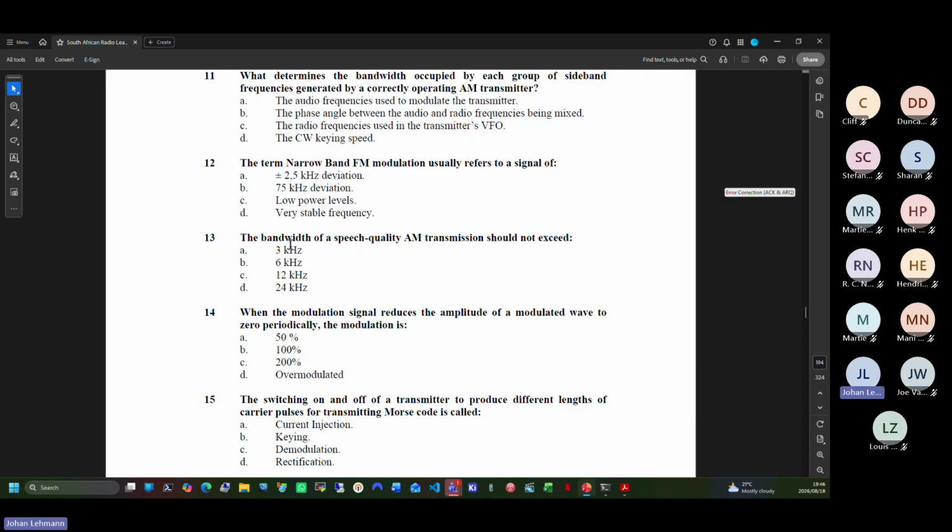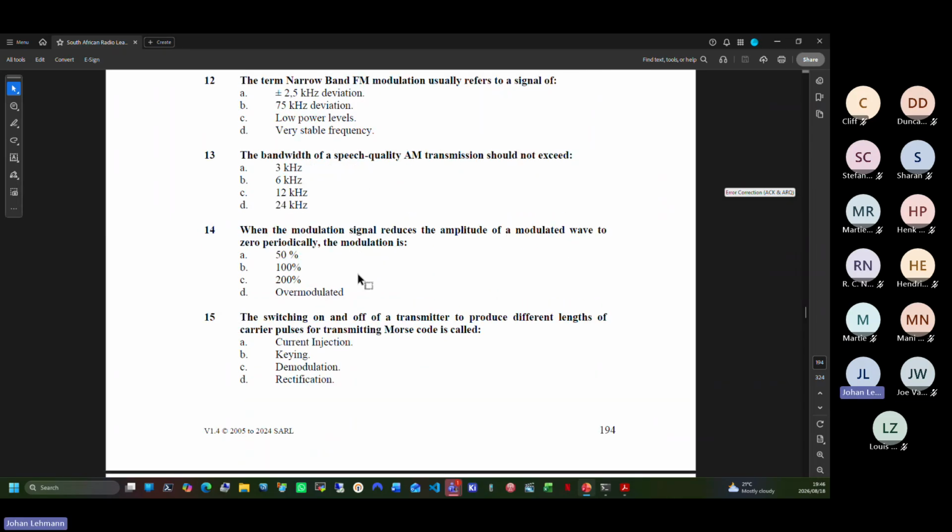Question 13. The bandwidth of a speech quality AM transmission should not exceed? 3. Read it carefully. The bandwidth of a speech quality AM transmission. What did we say is the frequency range we use for communications? 3 kilohertz roughly. Okay, so it's 6 kilohertz, because the upper sideband and the lower sideband are a mirror of each other around the carrier. So if my modulating frequency is 3 kilohertz, I'm going to occupy 6 kilohertz of bandwidth.